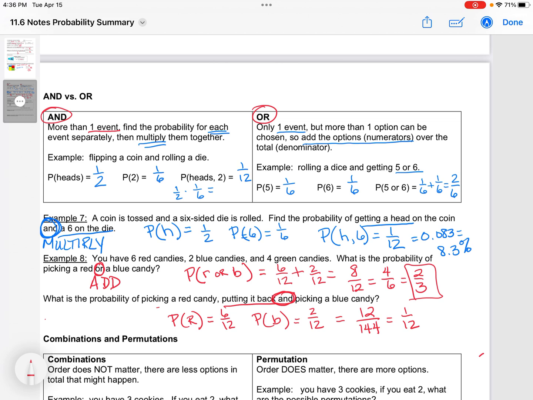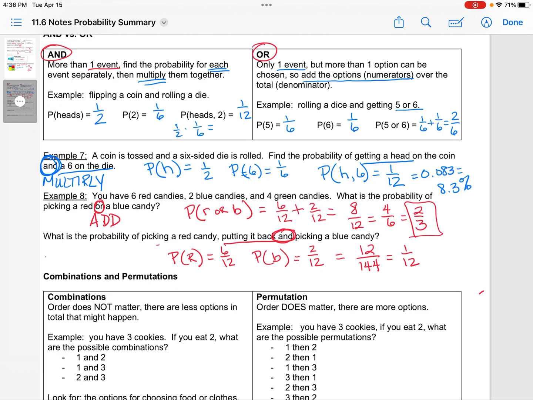So there's 8 red and blue, right? But if we want each one to happen, then we have 12 out of 144, which is 1/12, which is way smaller than 2/3.